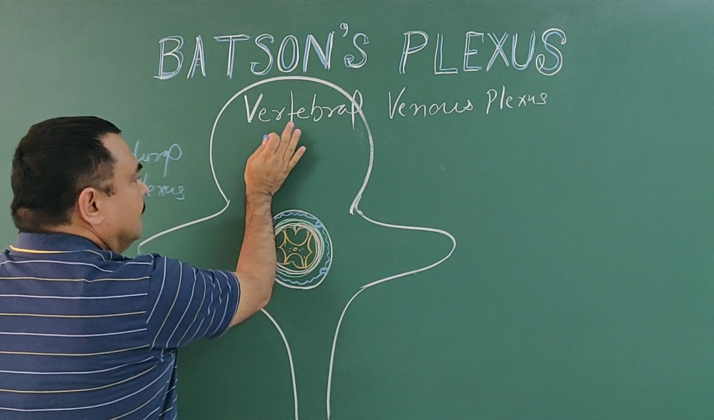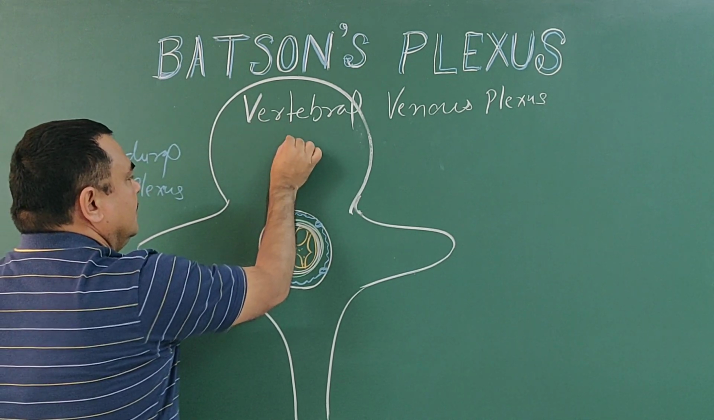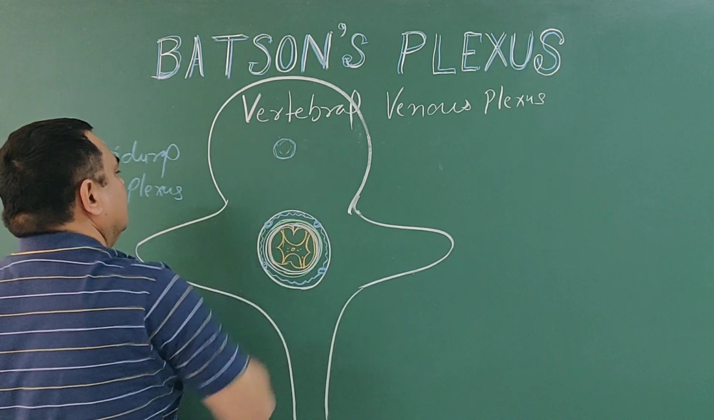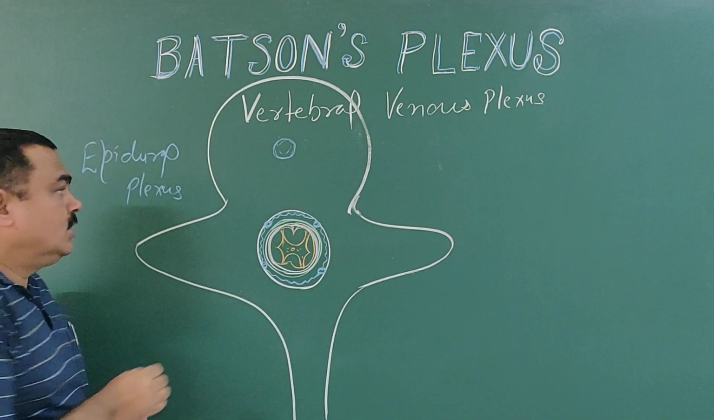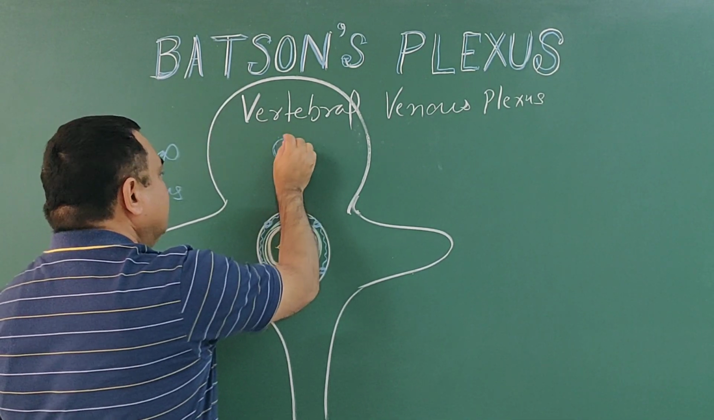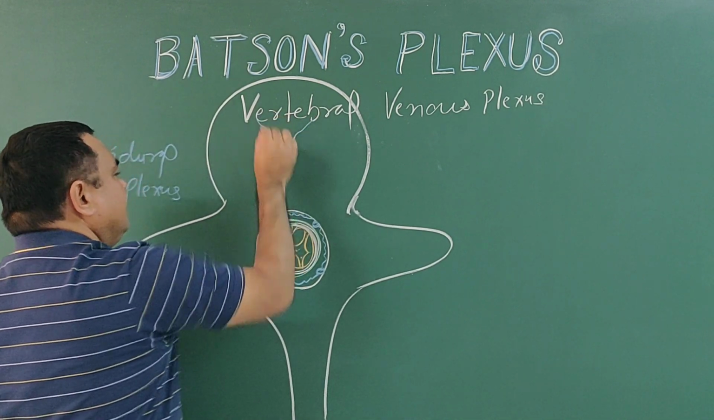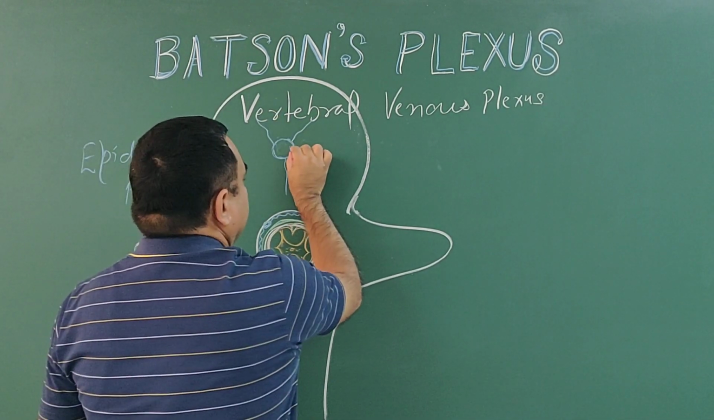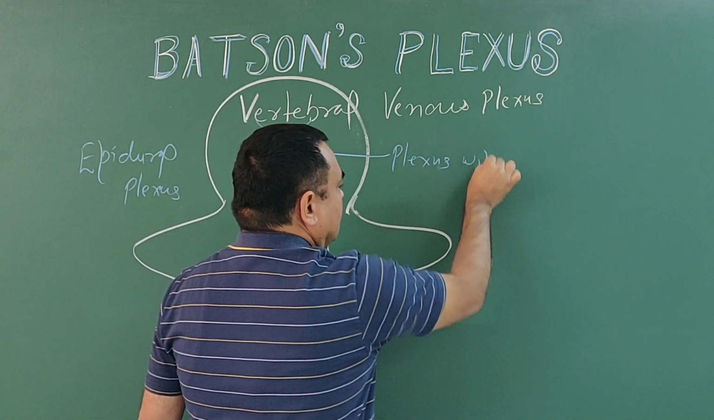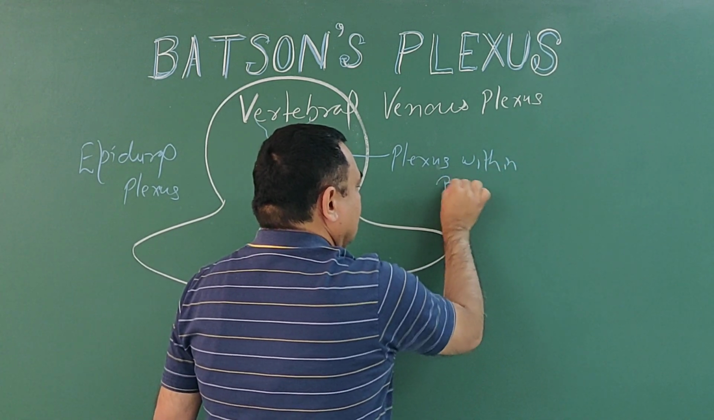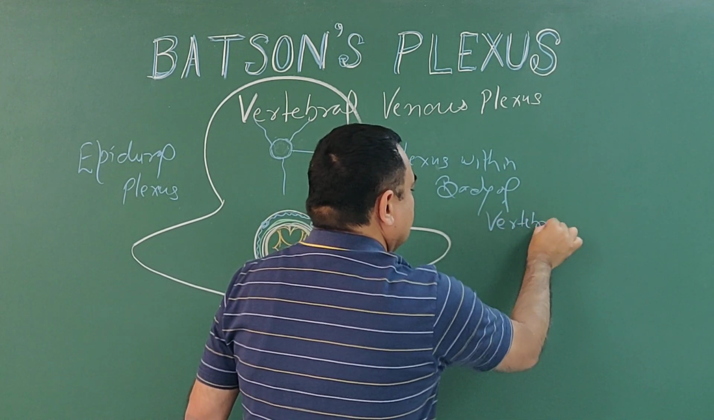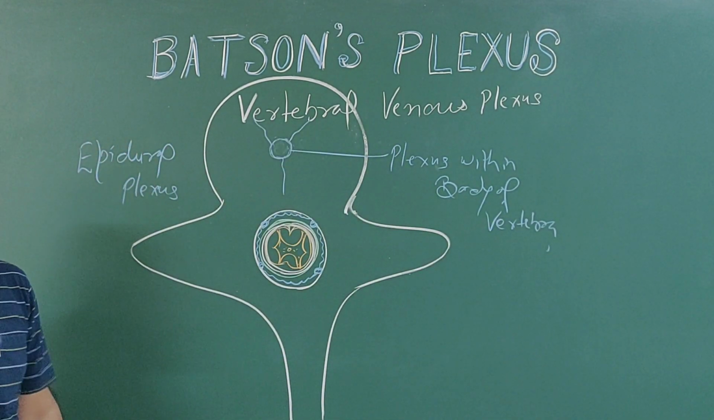And here is the body of the vertebra. Here a plexus is present. This is the plexus within the body of the vertebra. So here is the plexus within the body of the vertebra.